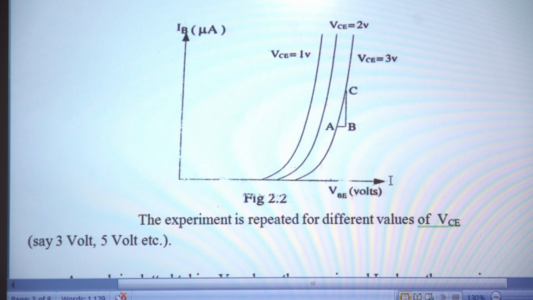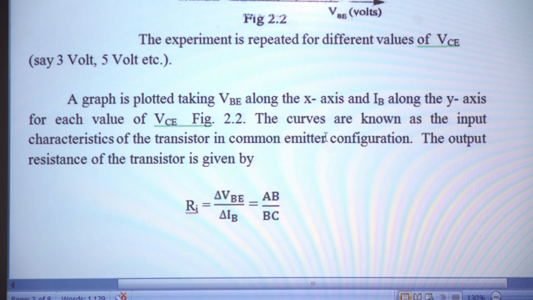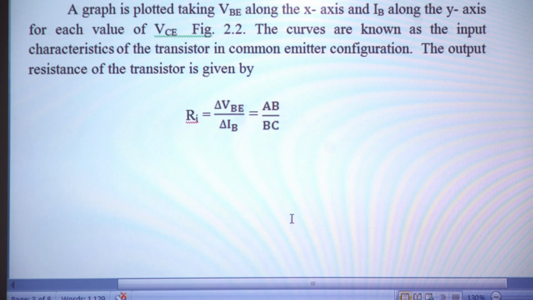Now, from all the 3 curves, we can find the input resistance, that is VBE divided by IB. Now, this is AB divided by BC, that is the reciprocal of the slope. AB divided by BC gives the value of the input resistance. VBE divided by IB, that is AB divided by BC, gives the value of input resistance.